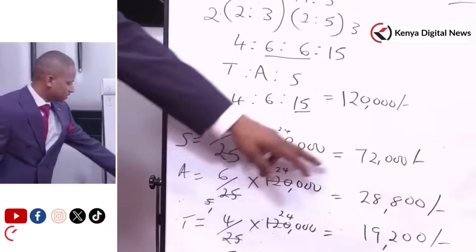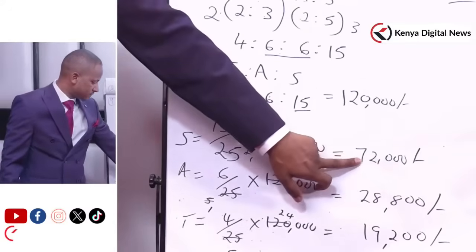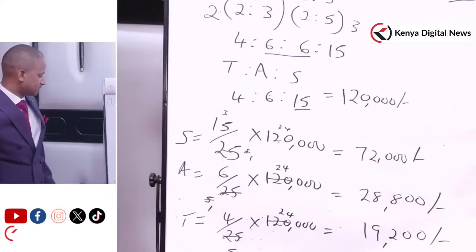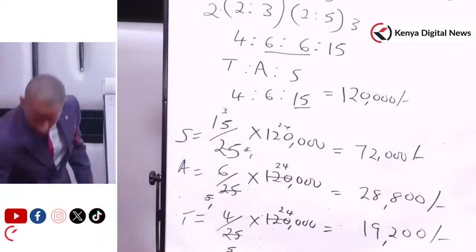So what does the question want? Sifuna's contribution, which is 72,000. Just that, class. Then we go to the next question.